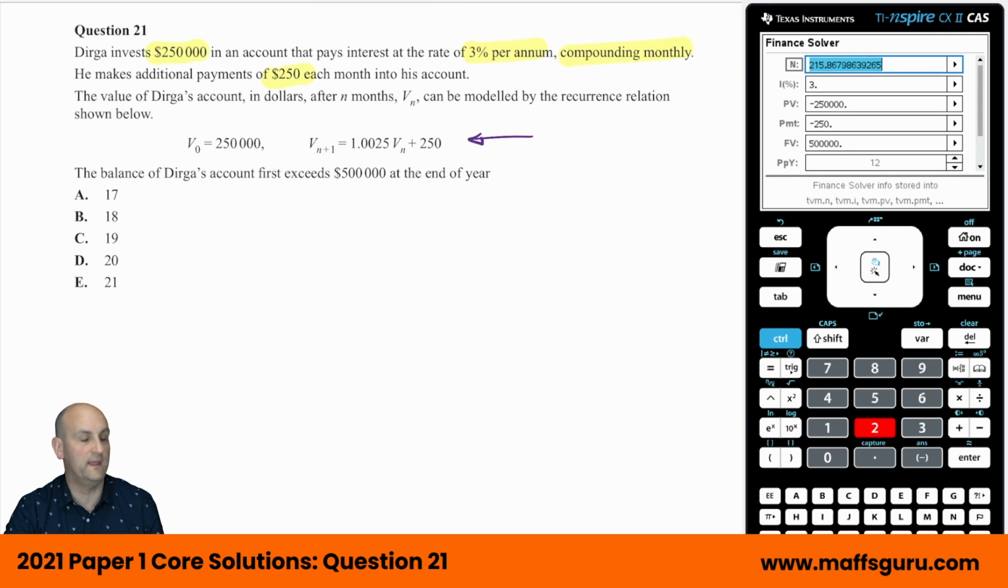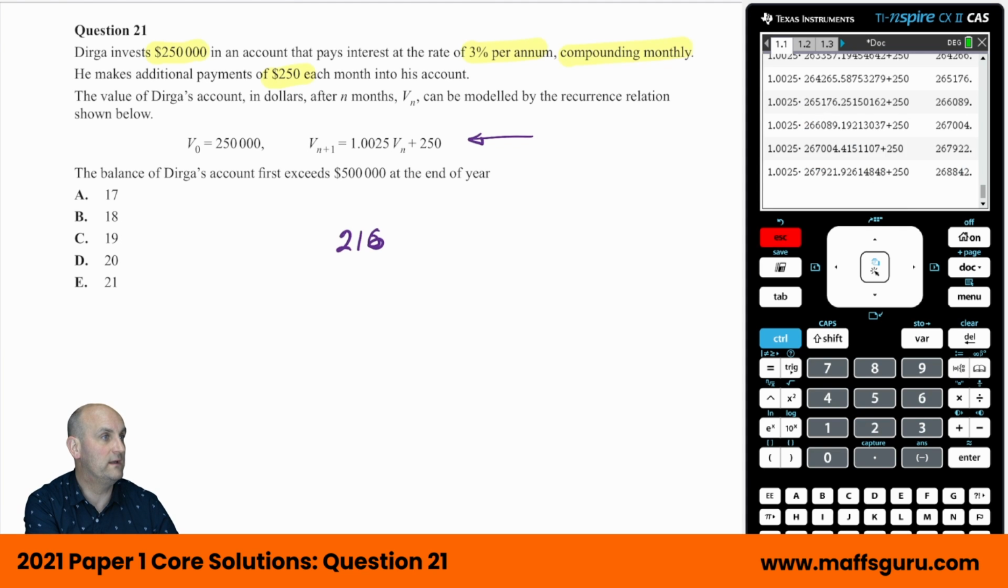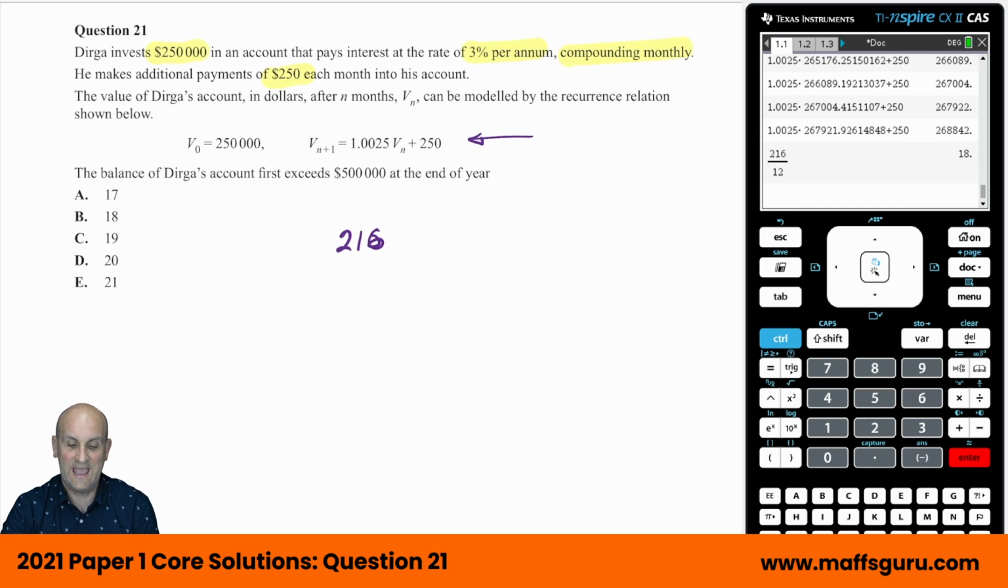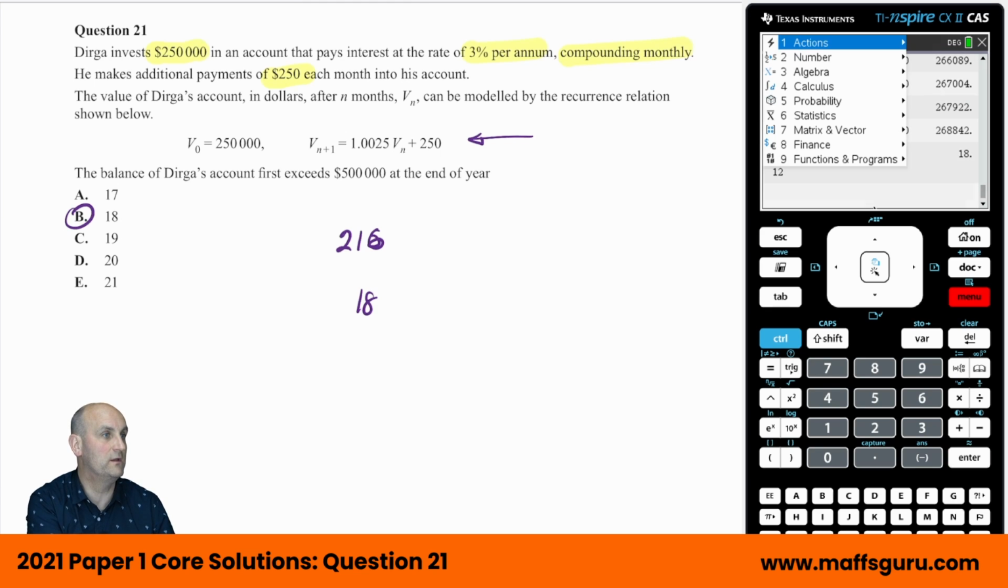Now if I hit enter there, I basically get that it'll reach 500,000 in 215.8 months. Let's say 216 months. Now, how does that help me? Well, if I now go 216 divided by 12, that's going to give me 18 years. So what we now know is that after 18 years, it will first exceed 500,000. I have no idea how I would do that other than using a financial solver, and I think that was a bit of a curveball.